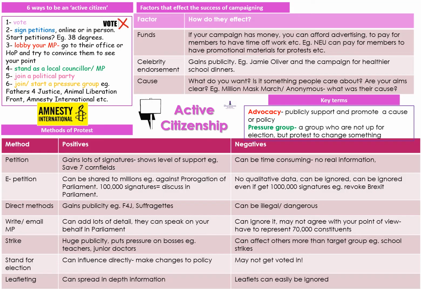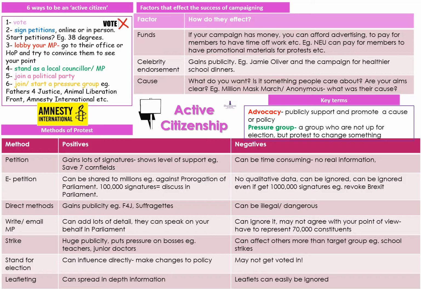You could also join a political party yourself. That means that you can campaign for them, but also you get a say on the issues they should be looking at. You get a say on who should be the leader of that political party, and so on. You could even join or start your own pressure group, and that way you'd be influencing campaigns, getting people to support you, and could influence changes in society.